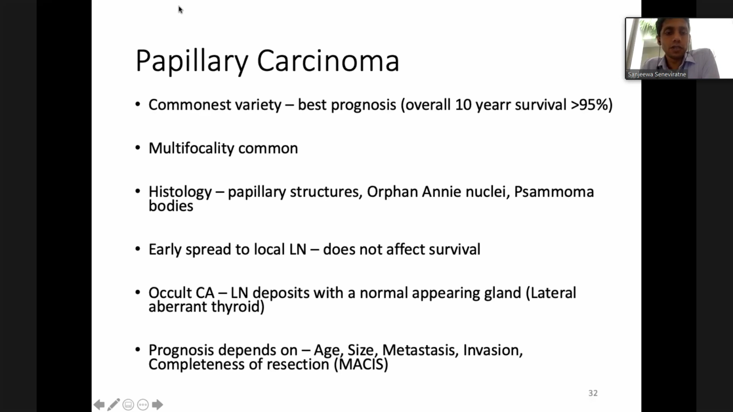Histology, you would have learned all these things in your pathology. There are the classic features, including papillary structures, Orphan Annie nuclei, and psammoma bodies. All these are seen in papillary carcinoma.